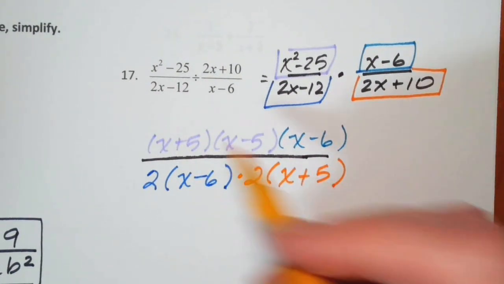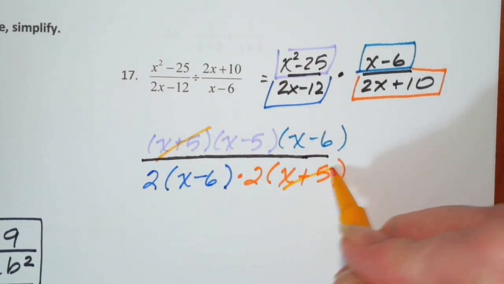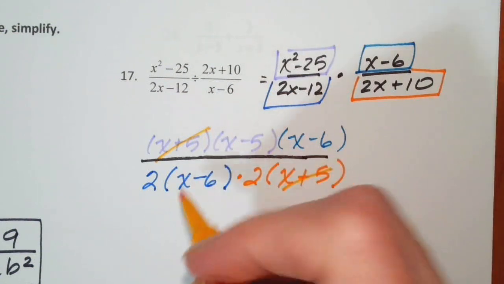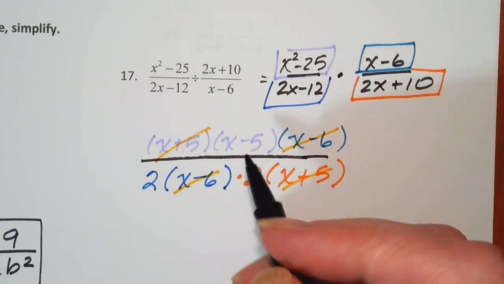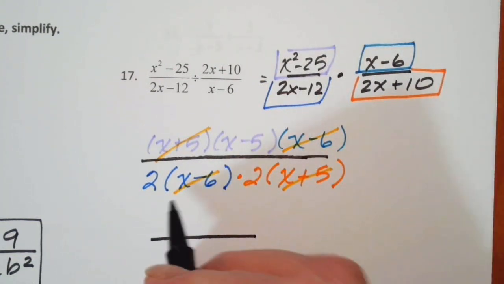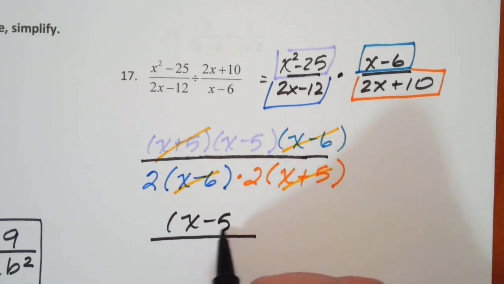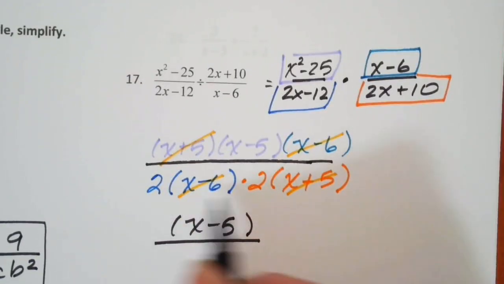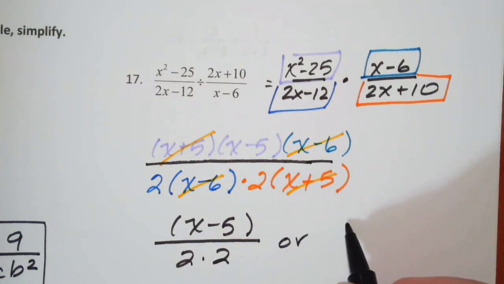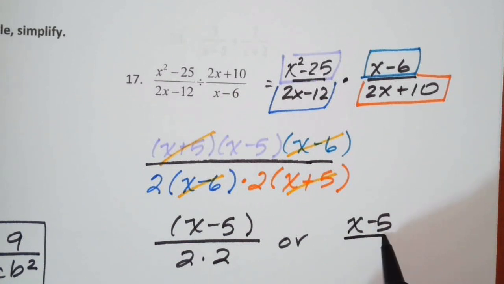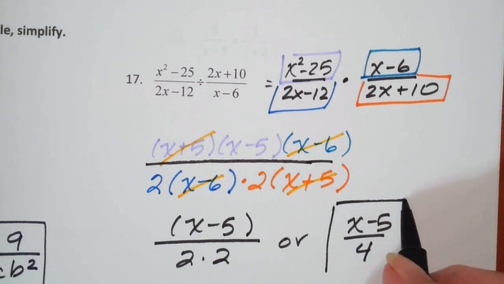Okay, so what can I get rid of? I have a common factor of x plus 5. I have a common factor of x minus 6. So in my numerator, all I have left is x minus 5. And in the denominator, I have 2 times 2. Or I can write this as x minus 5 over 4. And that is my simplified answer.